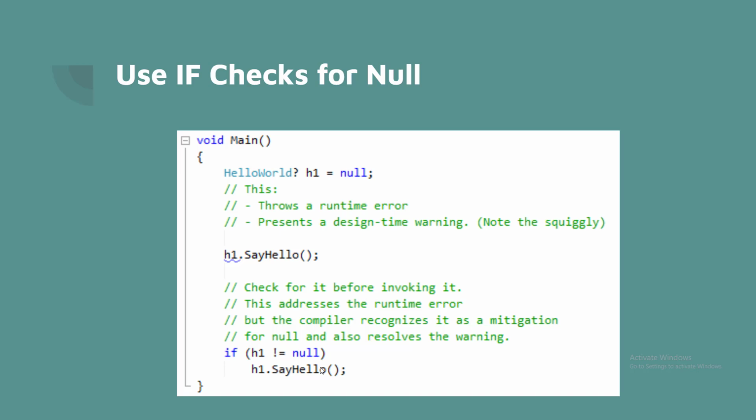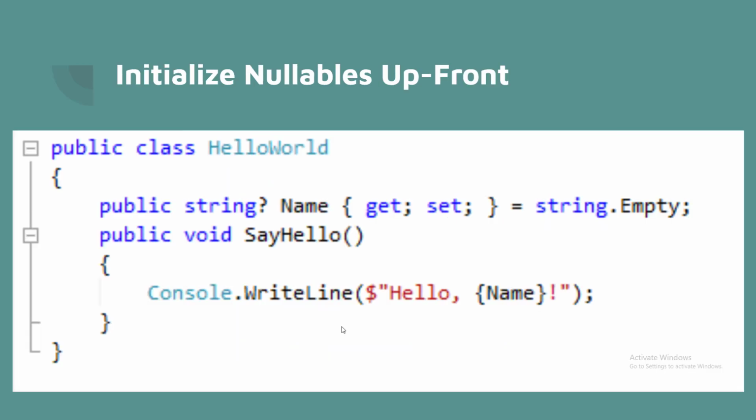The if block, of course, will solve the runtime problem because that's just code. It's imperative, so it will not encounter the error. But you see that the squiggle went away because the analyzer also recognizes this to be a solution. Here's how I would initialize the nullable up front. As long as I have this nullable and I assign it a non-nullable value, I'm not going to have a squiggle here where I reference it, because the compiler recognizes that it has a value.